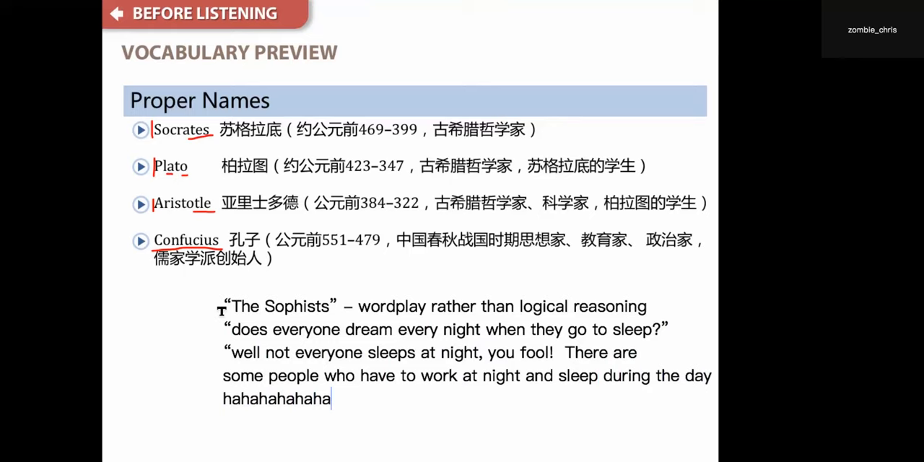So the sophists would be more interested in looking at the individual words and appearing to be clever, and appearing that everybody else was stupid, and everybody else would laugh at the person. They would say, "Well, not everybody sleeps at night, you fool. Some people have to work at night and sleep during the day. So clearly, there are some people who don't dream every night." So they don't look at the bigger picture. The words in a question might not be exactly right, but a sophist's argument would look at these small mistakes and then make people feel like idiots.